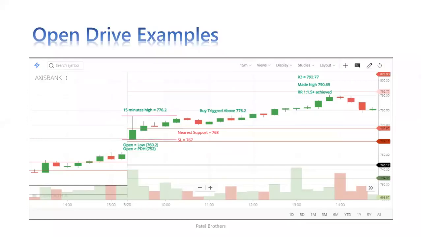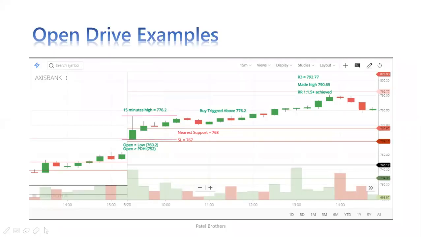we'll wait for the 15 minutes. Once the 15 minutes high is formed, we figured out 762.2 is our 15 minutes candle high. So we'll only enter above the 762.2. After that, you can see that it took nine candles. So in the ninth candle at 11:30, it has triggered the buy.